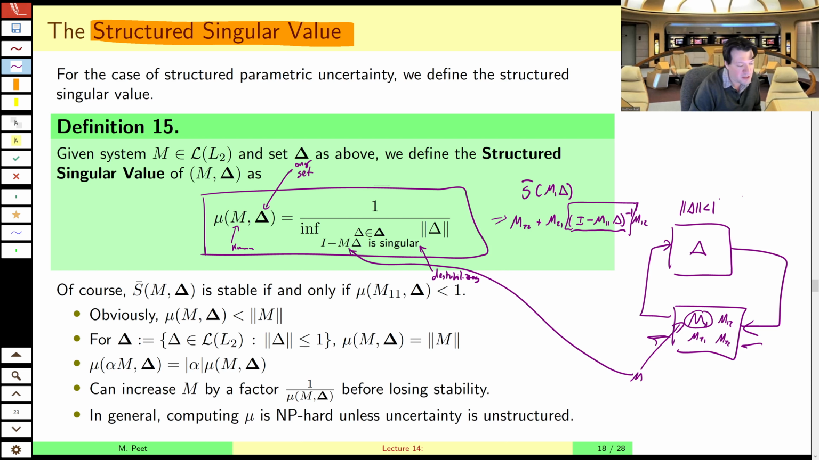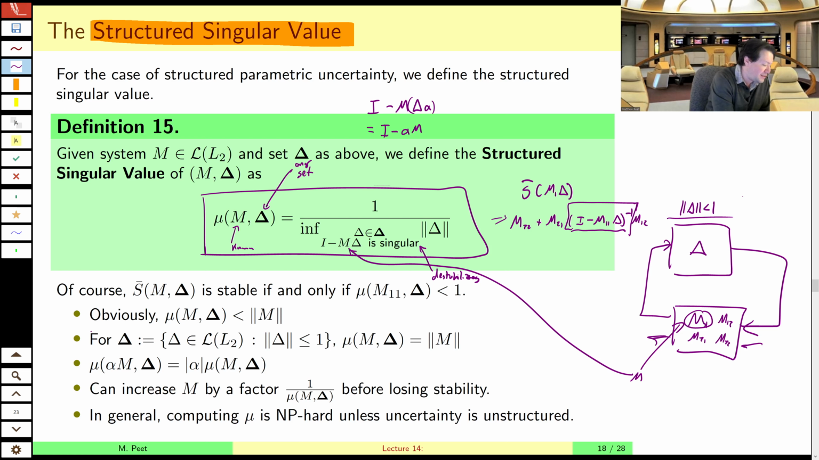If we assume delta is less than 1, then if we look at this term I minus M delta and we're looking for the smallest delta, we have some ambiguity in where the scaling factor is located. If we multiply delta by alpha, that's equivalent to I minus alpha M. So you can think of this as the largest gain factor by which you can increase M before you destabilize the system with a unit norm bound on the uncertainty.